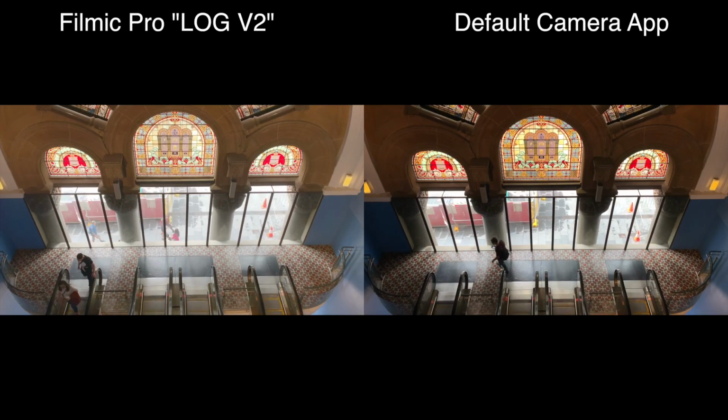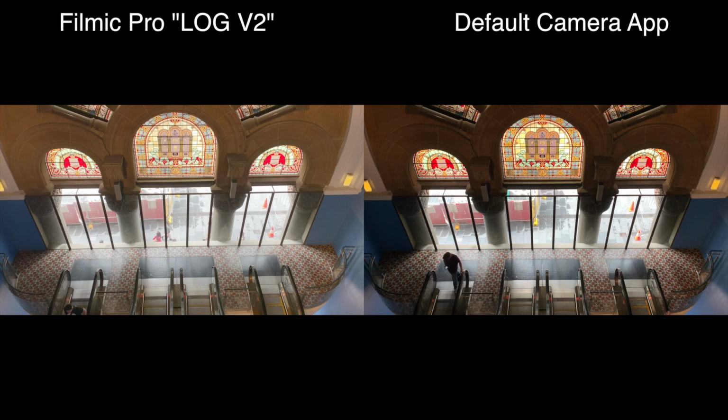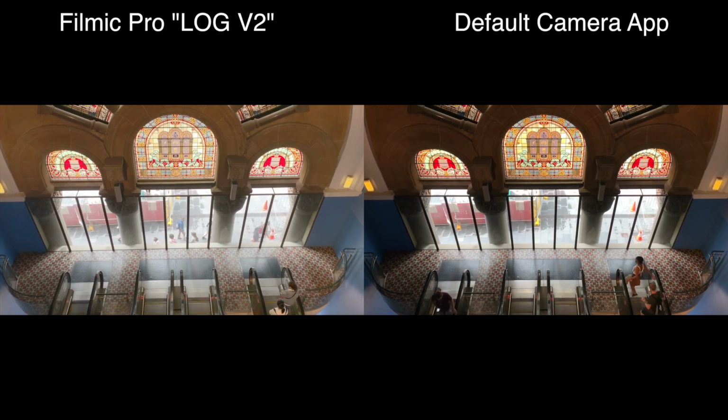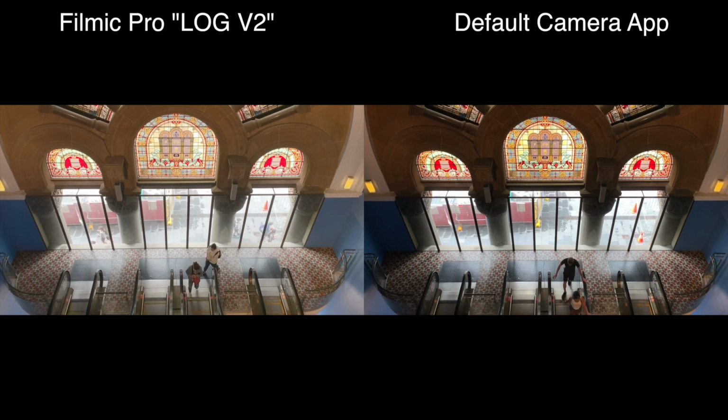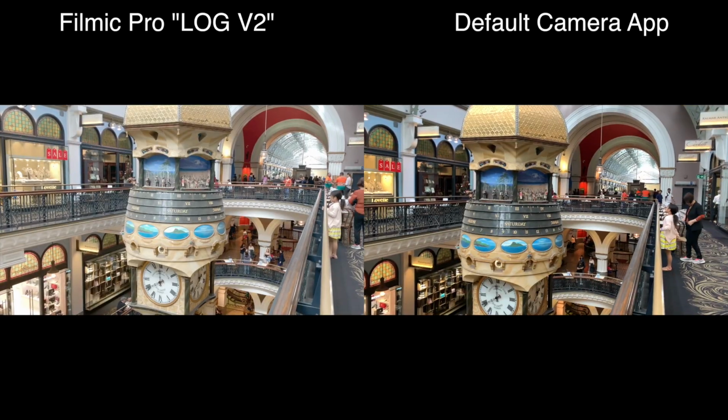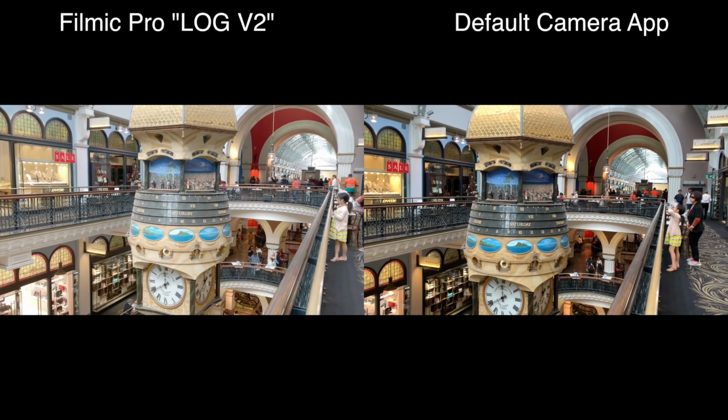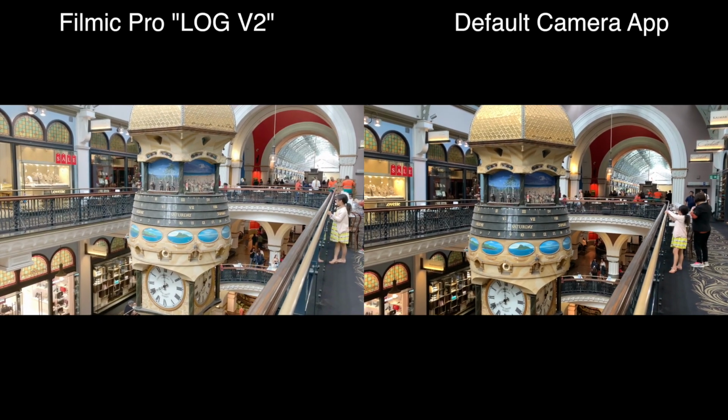Because like I said, what it basically means is you set the camera up to record what looks like a very bland, very desaturated, very flat looking image. And what we're looking at here is the standard iPhone camera app on my XS Max compared to Filmic Pro shooting in the flat and log picture profiles.